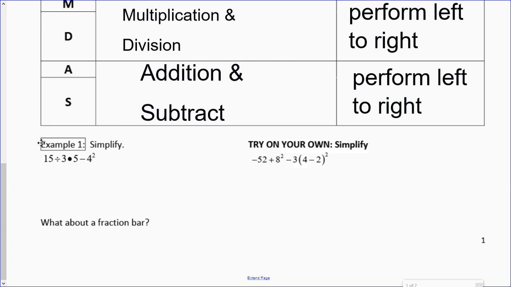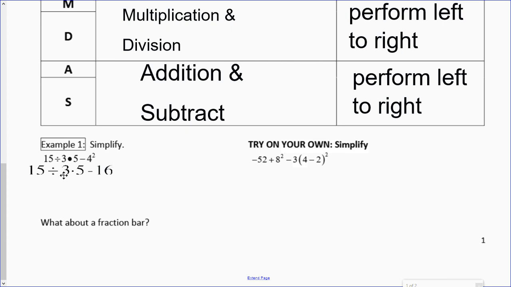Example 1, simplify this. So we got 15 divided by 3 times 5 minus 4 squared. Now this one doesn't have any grouping symbols, so we can skip that step. The next step is exponents. So we're going to do this 4 squared first. Okay? Everything else we're not going to touch except the 4 squared. We're actually going to write out what that's equal to. So 4 squared is 16. So now it looks like 15 divided by 3 times 5 minus 16.